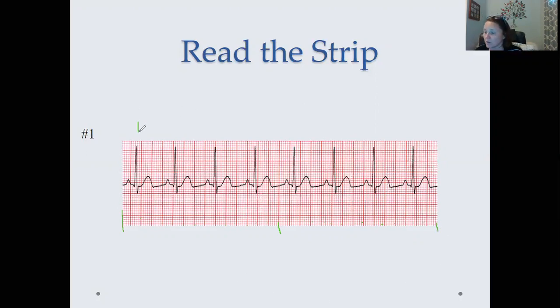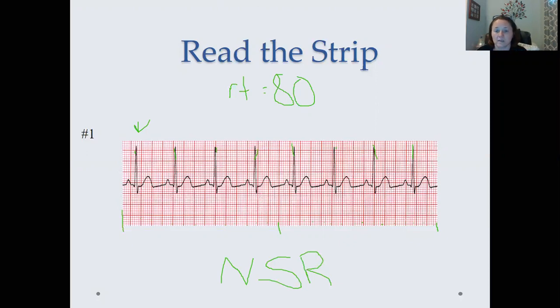So we will count our QRS complexes. We've got 1, 2, 3, 4, 5, 6, 7, 8, making our rate, our rate is 80. Okay, so that is your first rhythm strip. So our answer was yes to all 4 questions. So this is normal sinus rhythm. All right, let's try another.